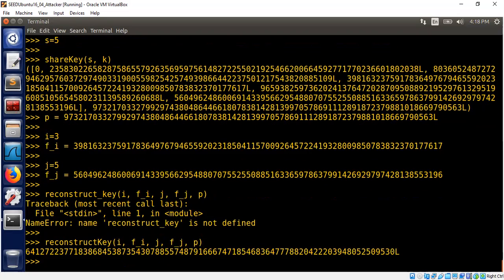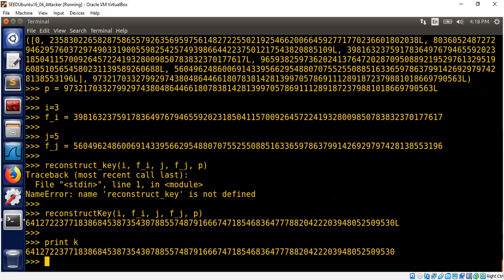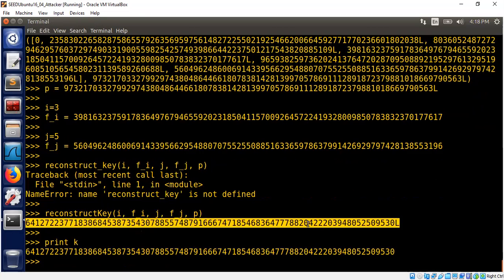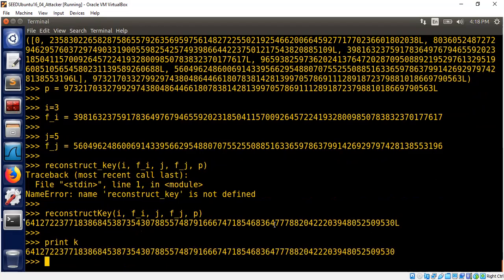All right, you got the key reconstructed. We can confirm that it is the same as the key that we wanted. Key k, yes, you see it's exactly the same. The Python shows L for long type, but other than that, it's the same.